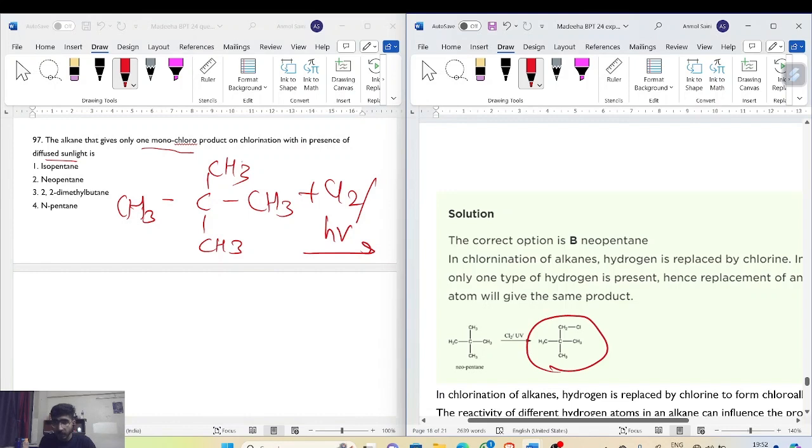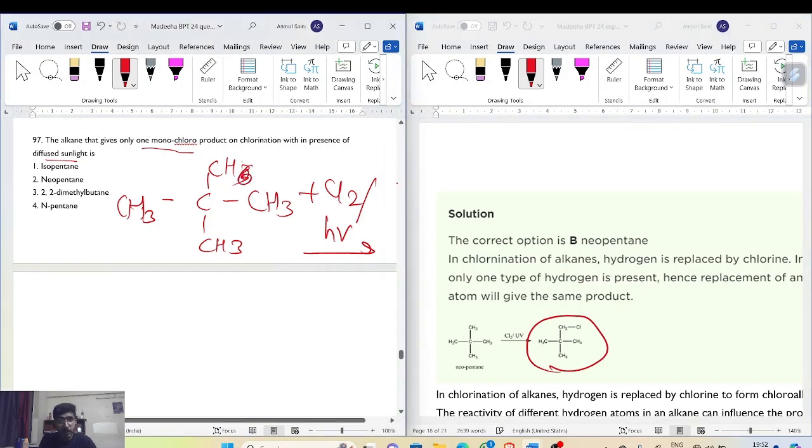It will be Cl. We can remove this H and get CH2Cl. So it is the only one which can give only one monochloro product. So option number 2 will be our correct answer.